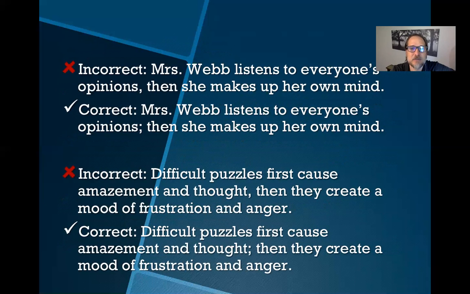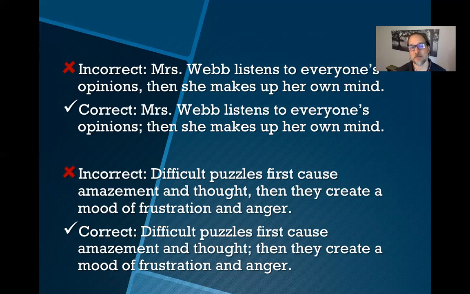All right. Mrs. Webb listens to everyone's opinions, then she makes up her own mind. A comma is not enough because it's two different independent clauses, right? That's what's so tricky, is those little prepositions are right in front of the subject. That fools us, right? Then she makes up her own mind is an independent clause, right? Mrs. Webb listens to everyone's opinion. Then she makes up her own mind. Technically, you get away with that, right? That's its own clause, its own independent clause. So: Mrs. Webb listens to everyone's opinion; then she makes up her own mind.